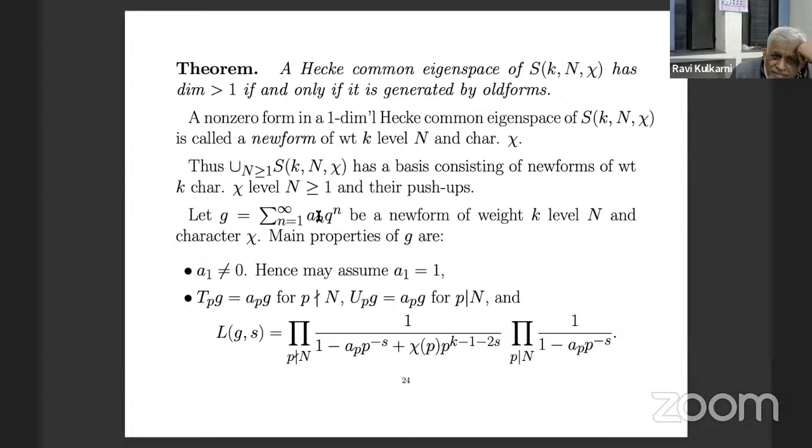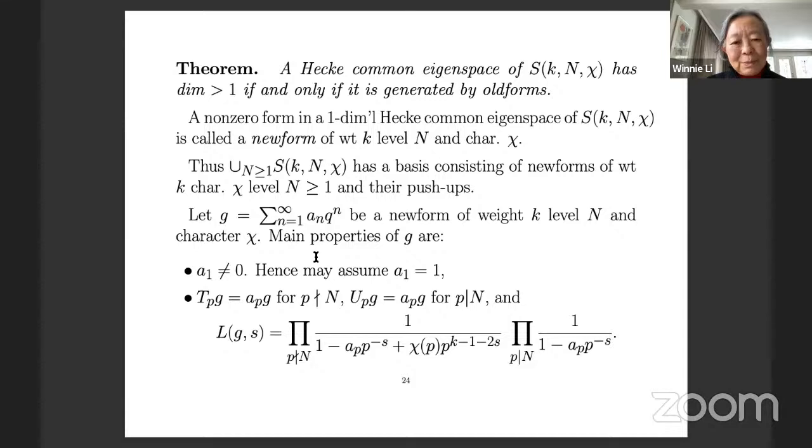So the first property is that the leading Fourier coefficient a_1 is non-zero. Since it's non-zero, we can normalize it and assume it to be 1. Usually when people say "take a newform," you start with 1, and so on. But it's not automatic that the leading coefficient is non-zero. It actually requires quite a bit of proof to show that it is non-zero.